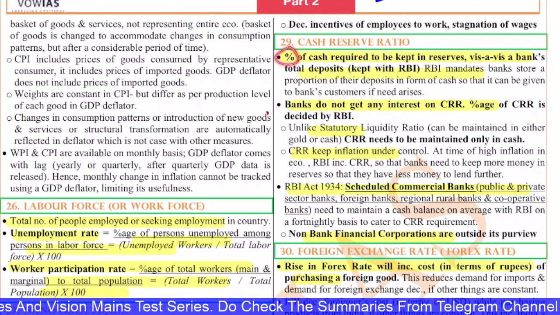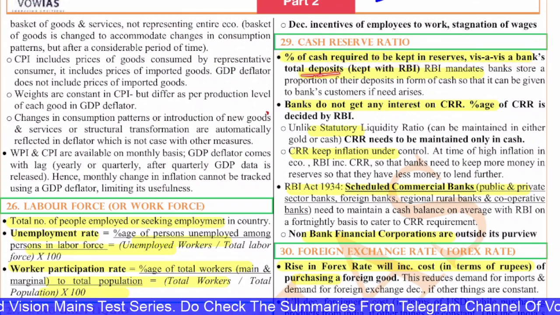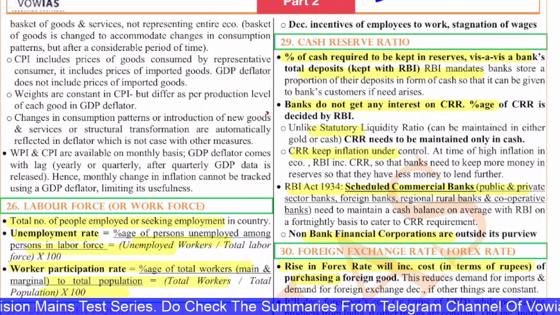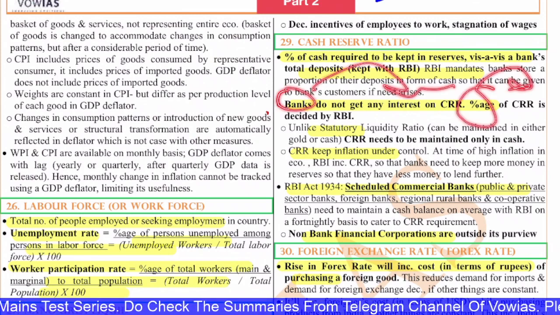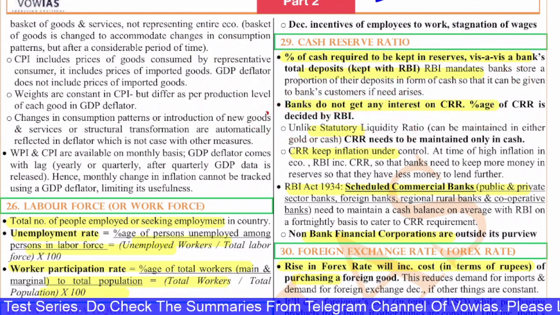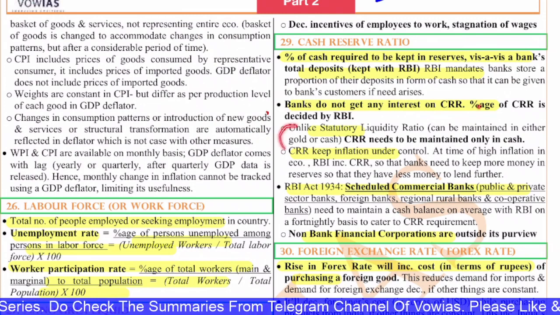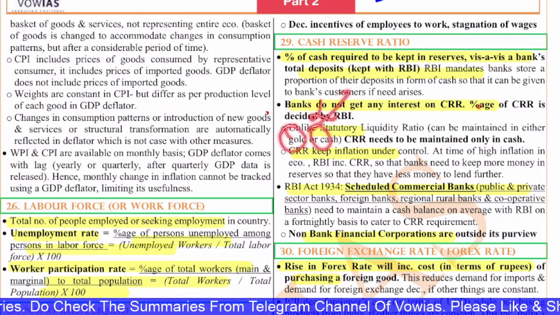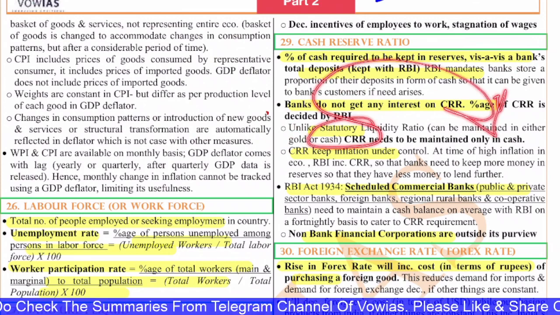So CRR is the percentage of cash required to be kept in reserves vis-a-vis a bank's total deposits with the RBI. The bank does not get any interest on the CRR. The percentage of CRR is decided by the RBI. Unlike the SLR, that is the statutory liquidity ratio, which can be maintained with the bank itself in the form of gold or cash or any other instrument as mentioned by the RBI, the CRR has to be maintained only in cash, that too with the RBI.